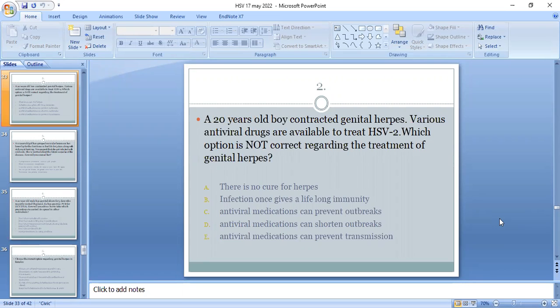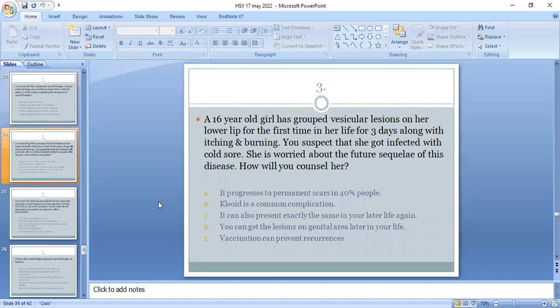Beta is which is not correct. Infection once gives a lifelong immunity. Once the infection occurs, there are many chances of the recurrence of the disease. So beta is the correct option regarding what is not correct.